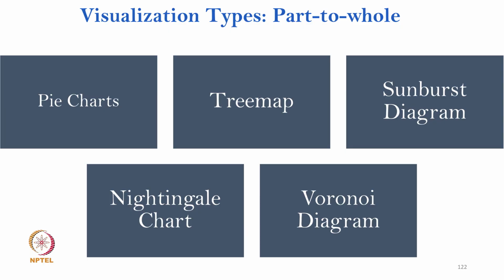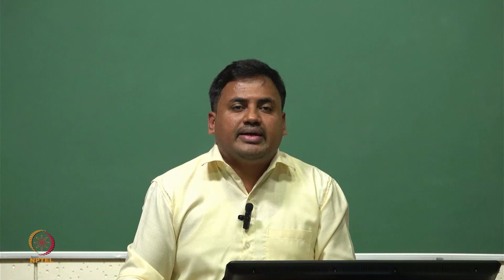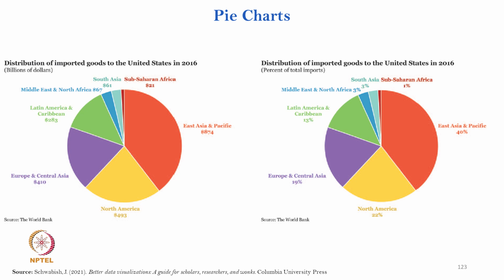There are a number of charts that can be created under this part-to-whole visualization. One is the pie chart, another the tree map, sunburst diagrams, nightingale charts, and Voronoi diagrams. The pie chart is a simple chart that we can regularly use for creating visualizations. Here is an example showing a pie chart of the distribution of imported goods to the United States from 7 areas around the world.